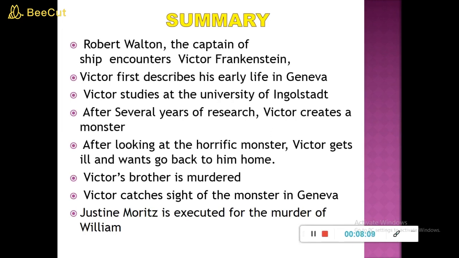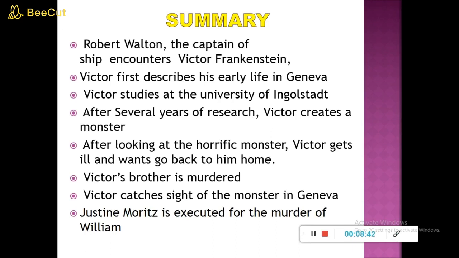So Victor Frankenstein wants to go to his home to see his brother, to meet his family members, and for the purpose of recuperation also. When Victor Frankenstein goes to the woods where William was hanged, he catches sight of the monster and becomes convinced that his brother was murdered by the monster.